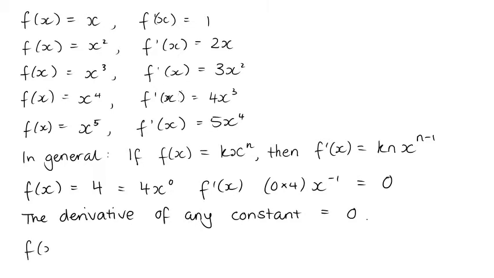So if f of x equals 3x to the 7, what's the derivative? 21x to the 6. Yeah, 21x to the 6. Take the power down, multiply it by what's in front, and minus 1 from the power.